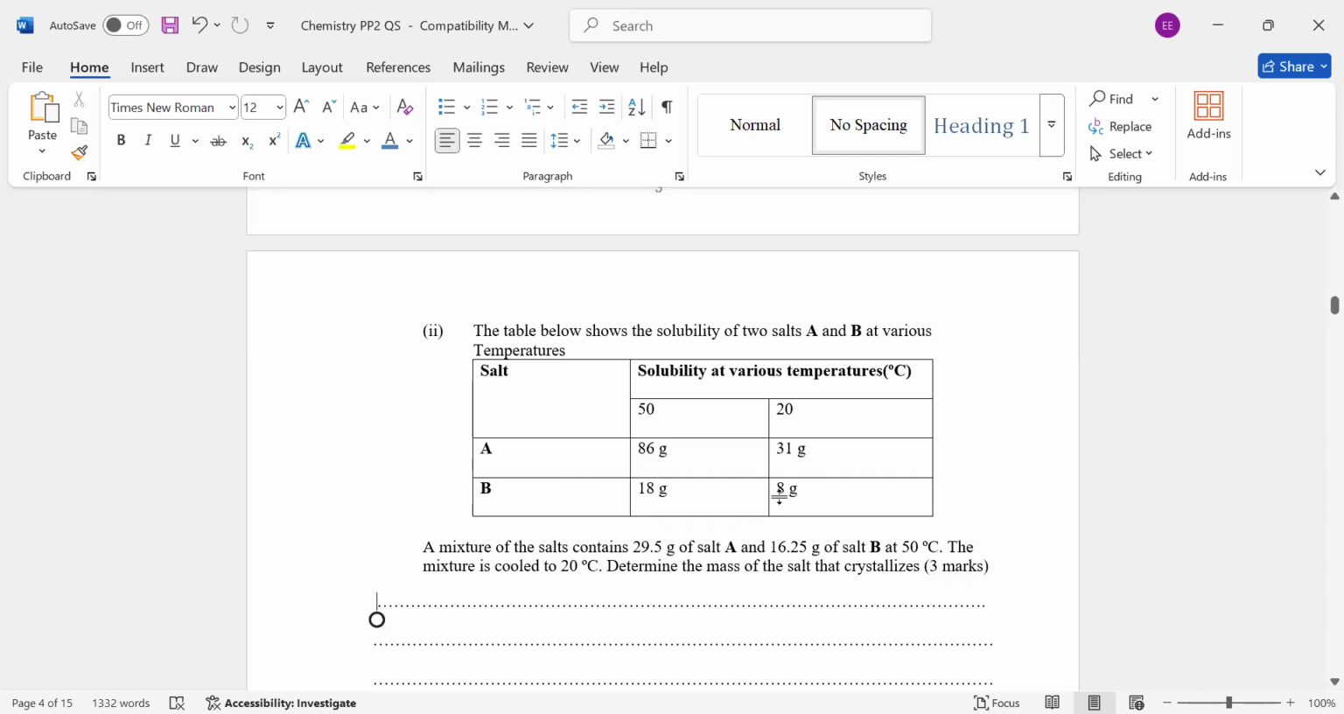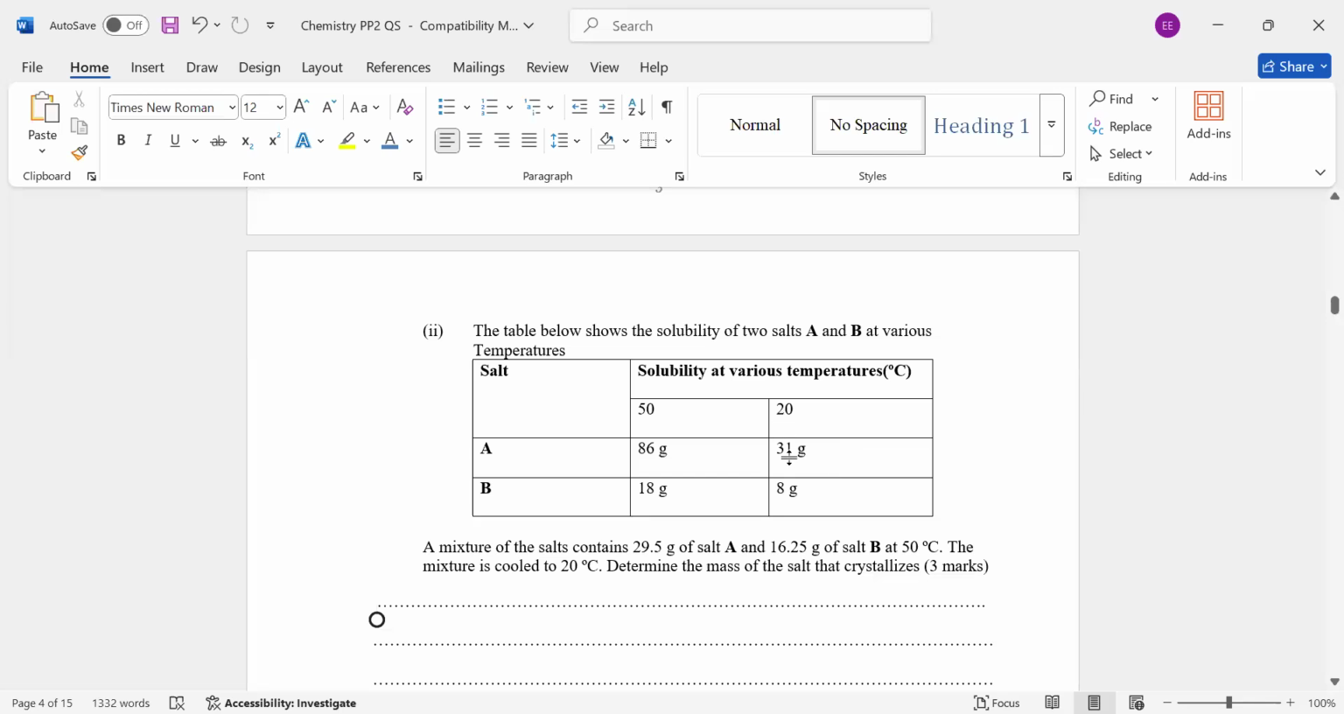8 grams of B is required to crystallize at 20. So this is something that you're supposed to analyze first of all and understand what we need. It's a matter of seeing, do we have that particular mass that is required. For A to crystallize at 50, there must be 86 grams. For B to crystallize at 50, we must have 18 grams. As simple as that. I'm really trying to simplify it in simple layman's language.